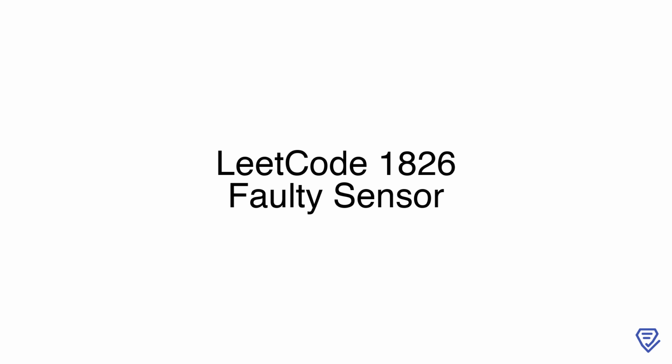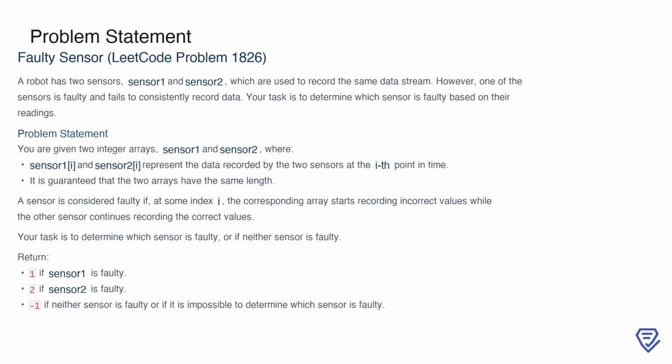Let's dive in. In this problem, we are working with a robot that uses two sensors, referred to as sensor 1 and sensor 2, to record the same data stream. However, one of the sensors may be faulty, meaning it doesn't always record data correctly. Our task is to figure out which sensor is faulty using the data they each provide.